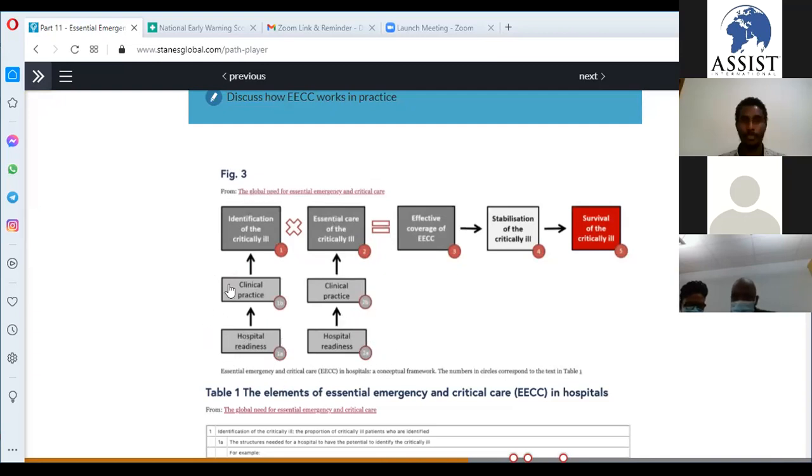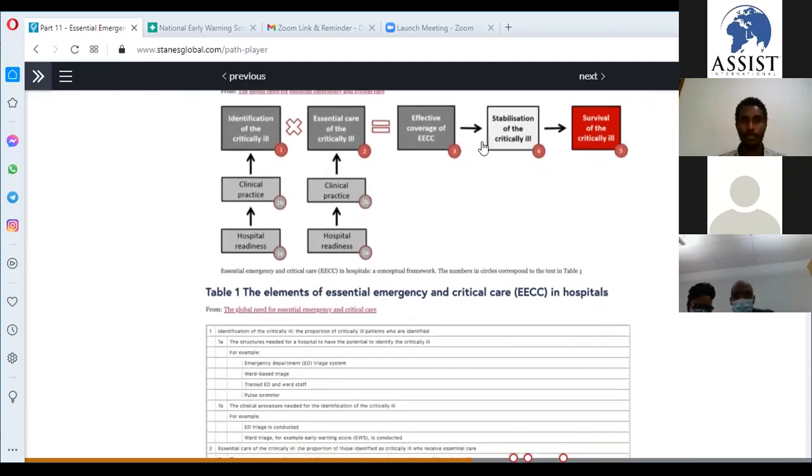So the overall integration will result in effective implementation and coverage of the essential emergency care of the patients, which results in good outcome in the critically ill patient with good survival. So what we see is what are the clinical practices and hospital readiness that are required to identify critically ill patients, and at the same time, what are the clinical processes and the hospital readiness to effectively deliver our essential care for the critically ill patient is the next discussion.